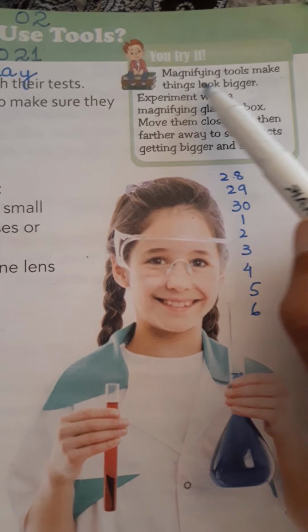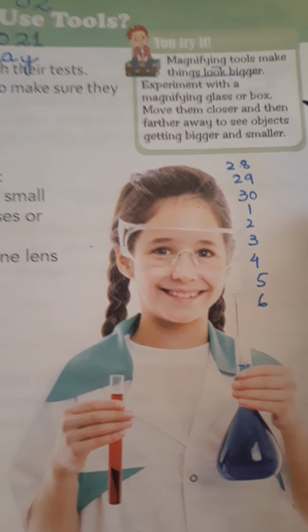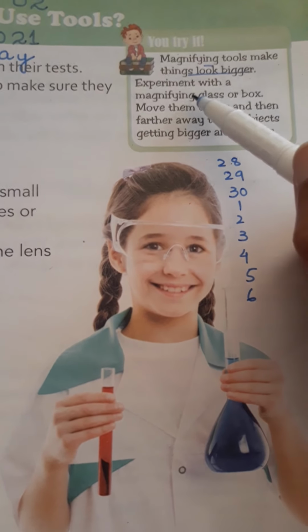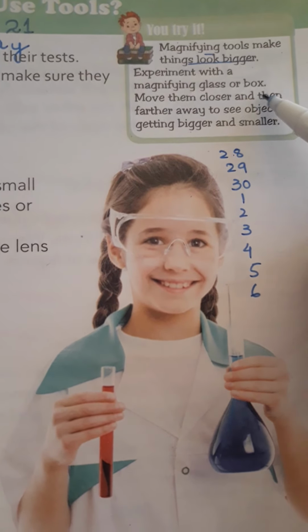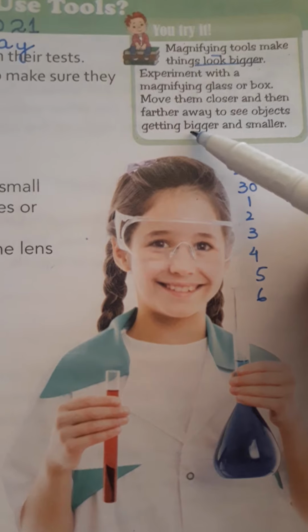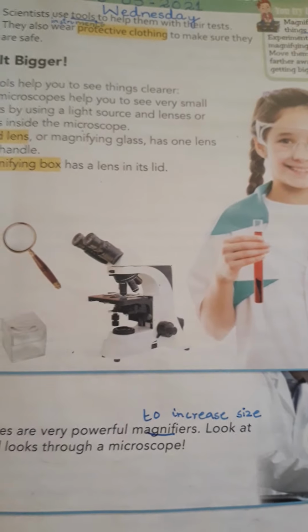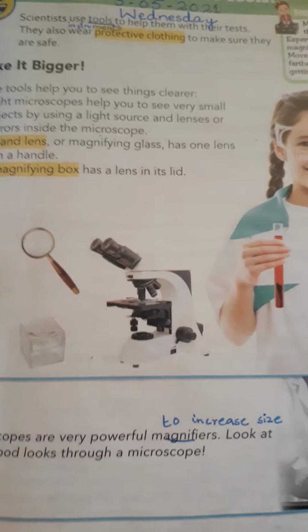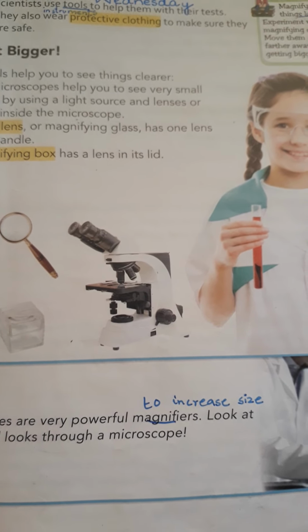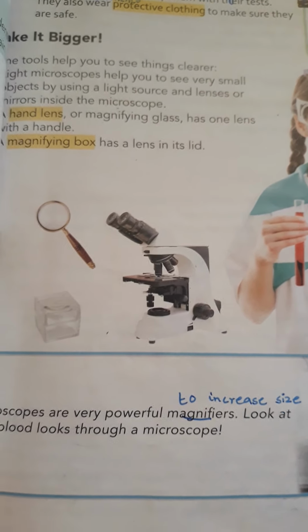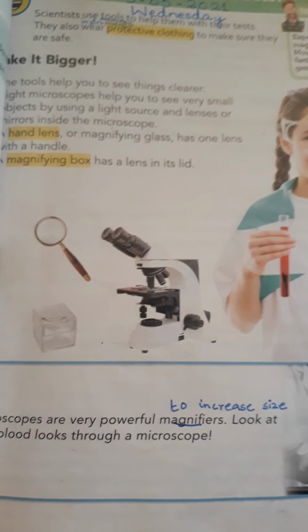Magnifying tools make things look bigger. So a magnifying glass is used to make the size of the object bigger. Experiment with a magnifying glass or box. Move them closer and then farther away to see the object getting bigger and smaller. If you have a magnifying glass in your home, then you have to move the magnifying glass closer and away from an object, and you will notice that the size of the object increases and decreases by moving the magnifying glass closer and away from the object.